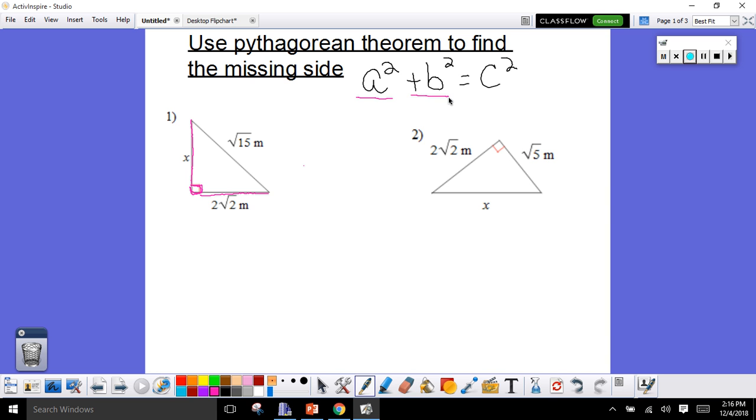These are always the two sides that are touching the 90-degree angle, and I always want to label those first before I answer any questions. So I have A, B, therefore my longest side should be C, and it's also called the hypotenuse. I'm going to always use the Pythagorean theorem to solve for the missing side when I have a right triangle or a 90-degree angle.